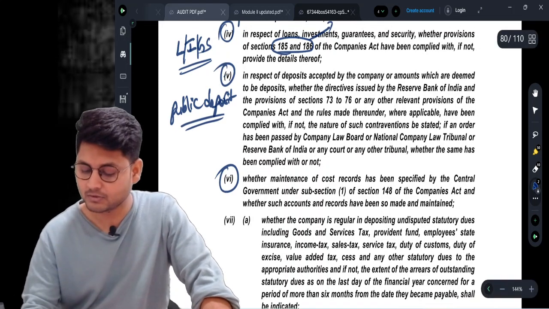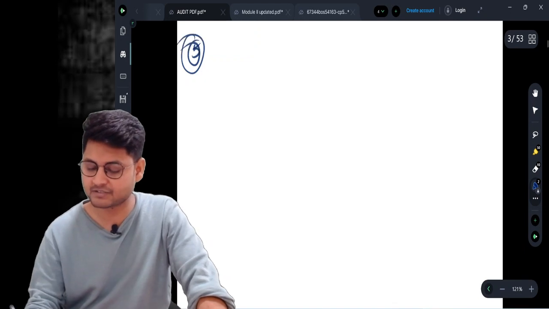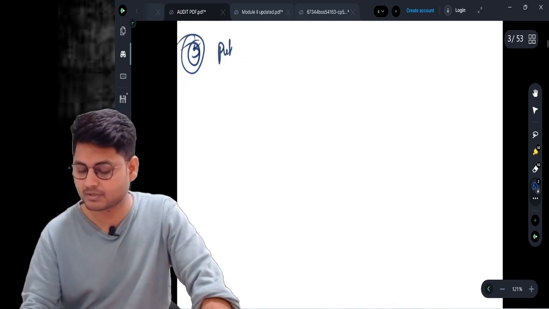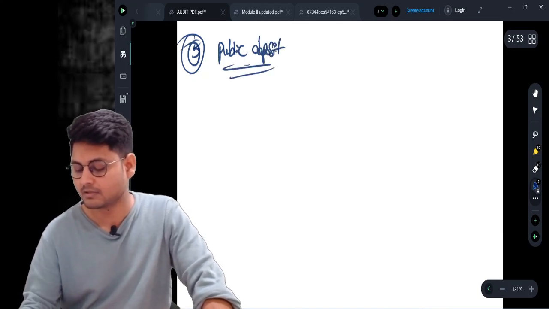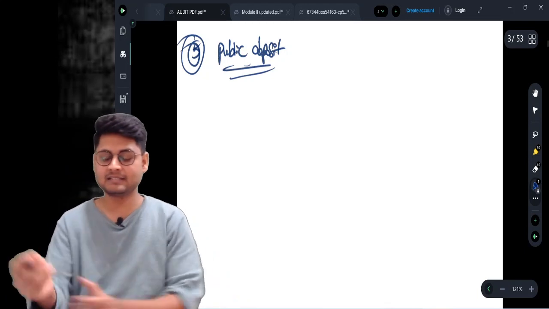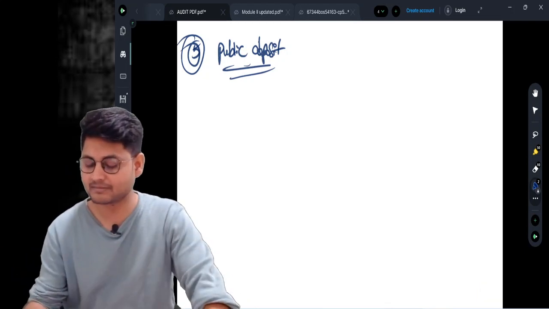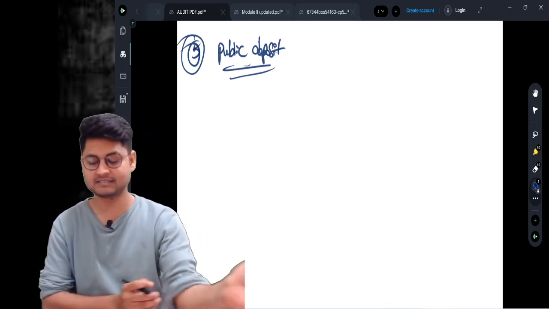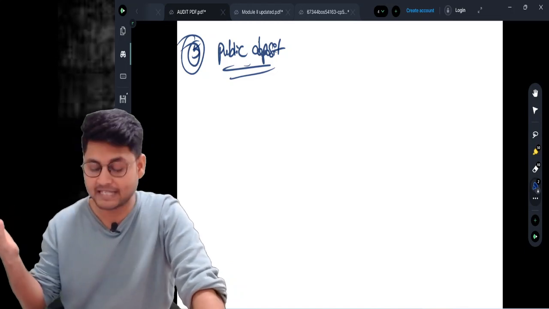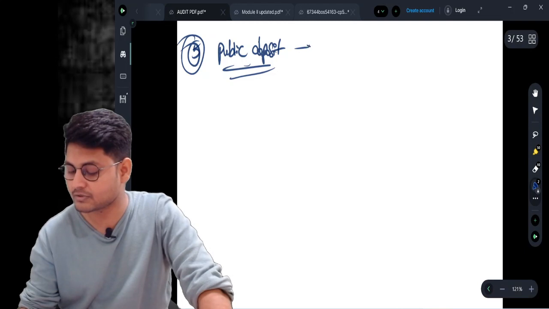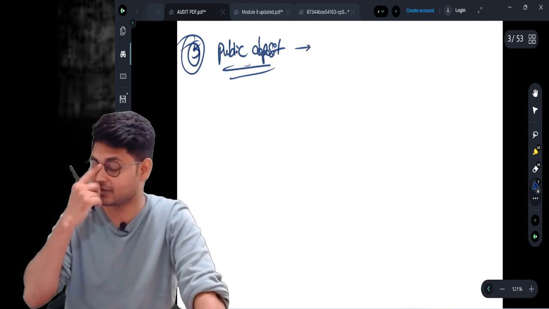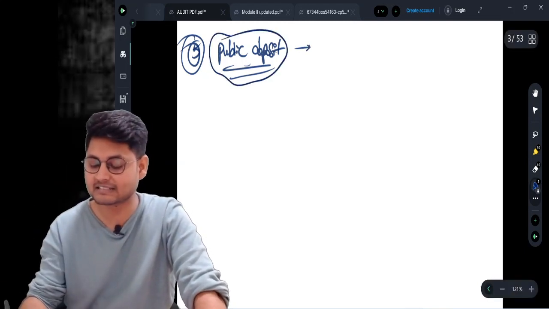Let me write some brief introduction for this. This clause is talking about public deposits. CA Inter students have this chapter in their syllabus in the law subject, but CA Final students, you may forget this chapter because you studied it in IPCC. There are a lot of things to remember in CA Final, so you may not get the time to remember this CA Inter syllabus.